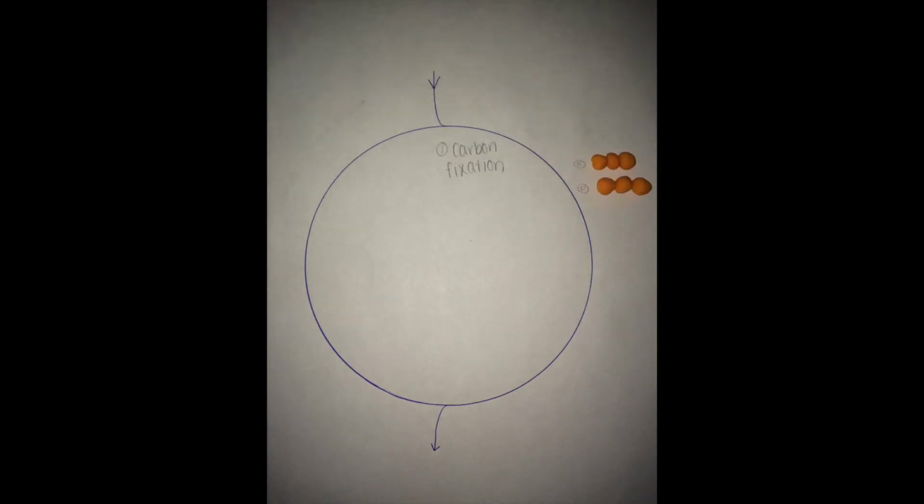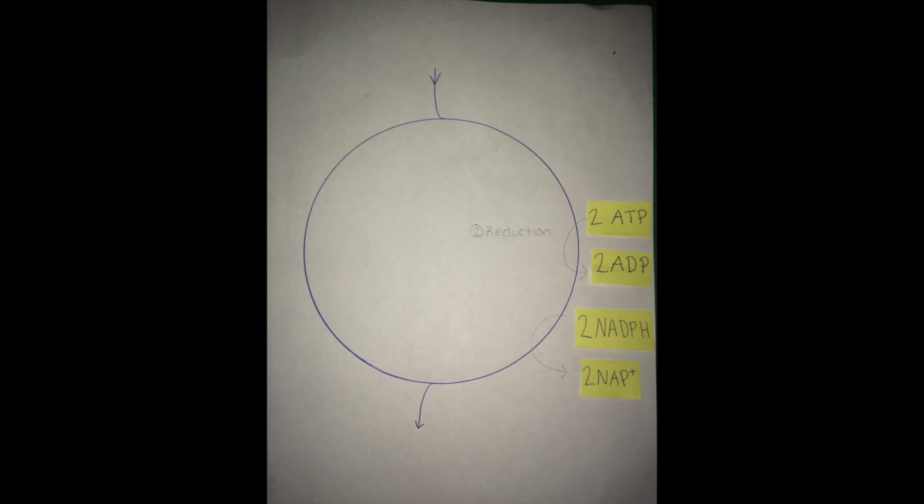The second step is reduction. This is where chemical energy in ATP and NADPH helps reduce carbon dioxide. ATP provides phosphate and NADPH provides hydrogen electrons.